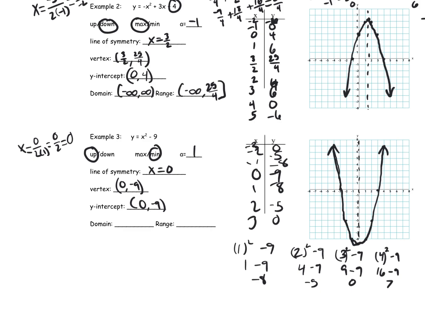All right, there we go. All right. So that is how you graph a quadratic using standard form. Oh, forgot to mention the domain, of course, would be negative infinity to infinity, and the range starts at negative 9 and goes up to positive infinity.